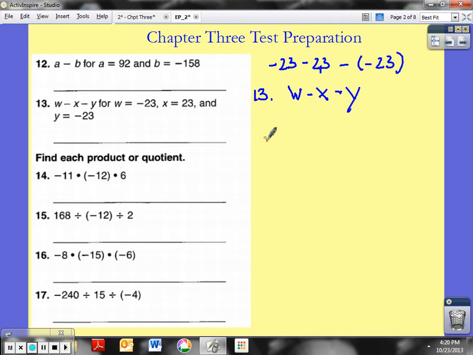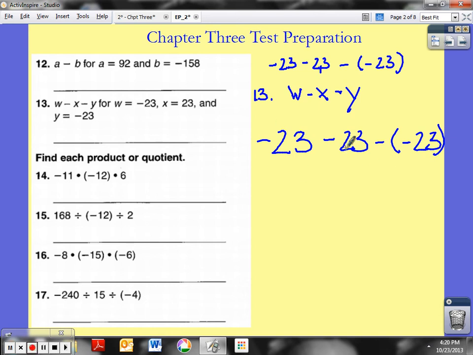Okay, so I'm going to write this down here so I can tear it apart a little bit more. So I have negative 23 minus 23 minus negative 23. A couple things I could do with this, but I'm just going to solve it from left to right. All we really have is subtraction here, which really we subtract, we're adding as well with these integers.